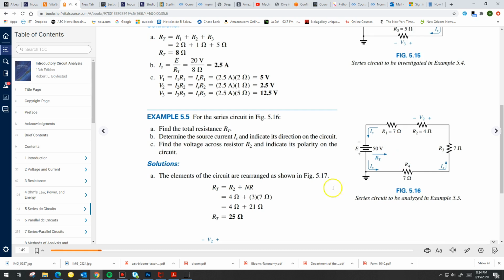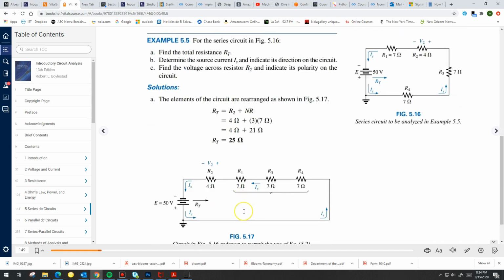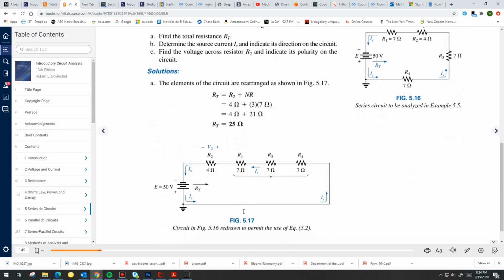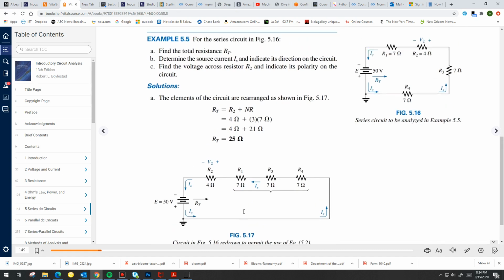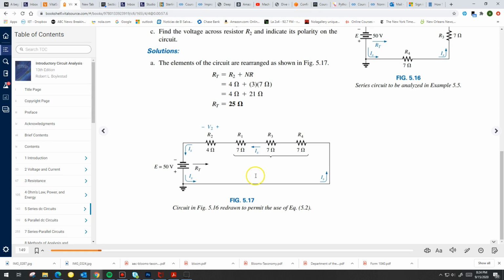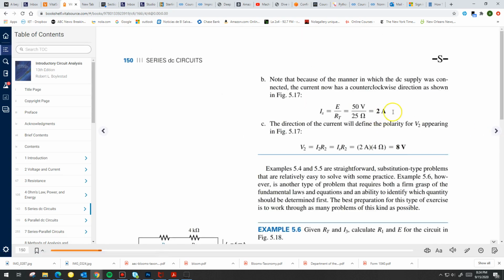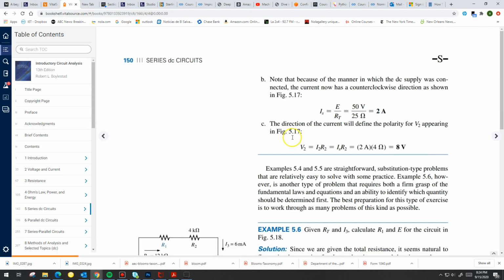Right? 3 times 7 plus 4 will give me 25, and that's the total resistance. And I also want to know, in this case, the current coming out of the source. So again, current coming out of the source will be equal to the voltage, which in this case is 50, divided by the resistance, which is 25, which will give me 2 amps.